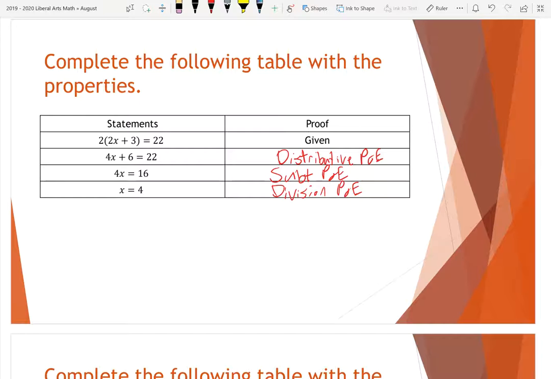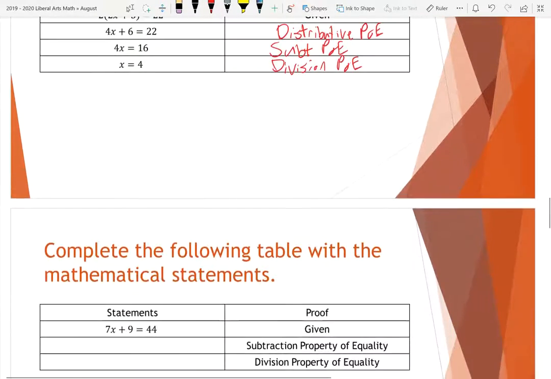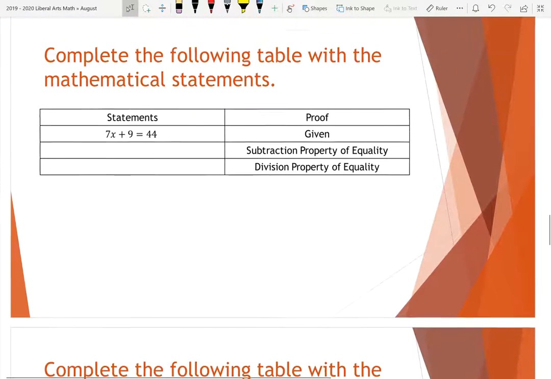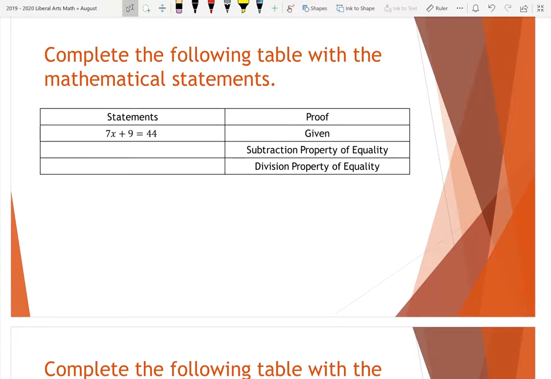All right, so the equation is solved for us. We just have to talk about what properties they were using. Now, this one's backwards. It tells us what property they're using, but now we actually have to write it out on the side. So I'm going to put my work down here and then see how I go.